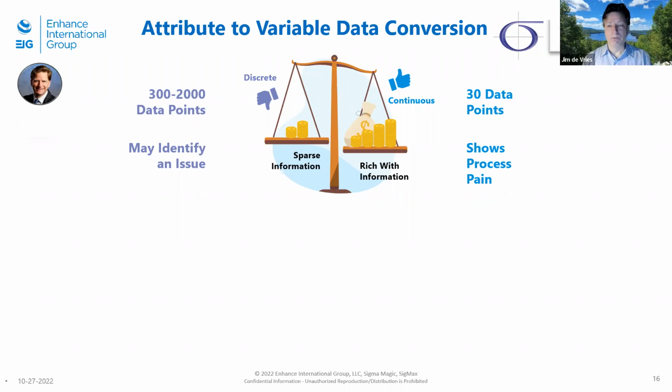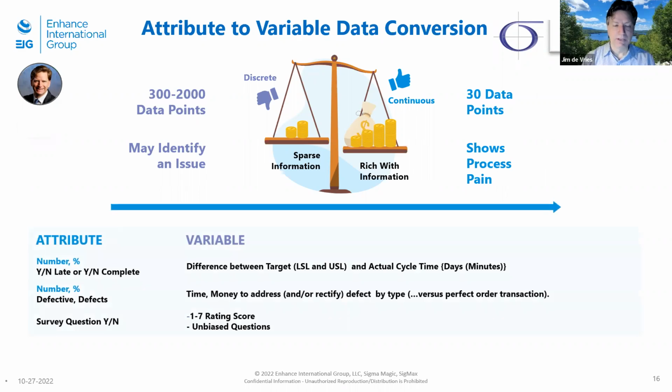But we all know that 2,000 to 3,000 data points of discrete data can be addressed with 30 data points. But again, this is a demographic question as well as a number. If you are able to sparse it down to the demographic of interest, 30 data points will show a lot more information, and it's rich in information, and it shows your process pain.